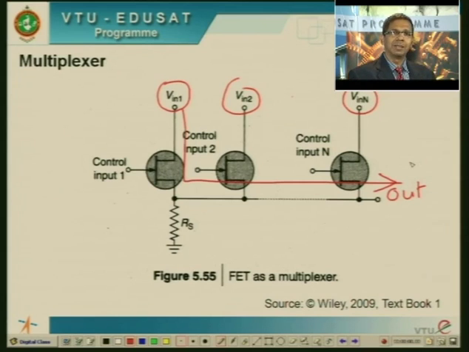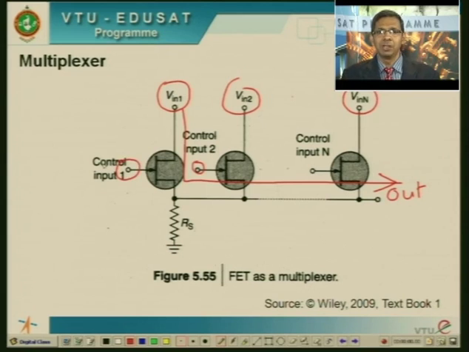So all I have to do is, suppose I want to allow only V in 1 to reach the output, what I do is, at the control input for all the other JFETs, I simply apply a large negative voltage. What does that do? It cuts off my JFET. So once all these JFETs are cut off, now V in 2 to V in N are all isolated from the output. They cannot go and reach the output. Okay, while I only turn V in 1 to the output, how?